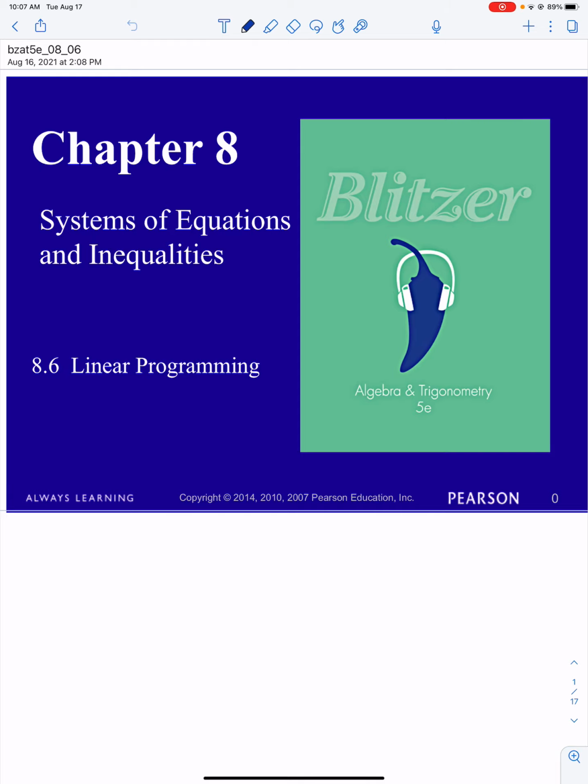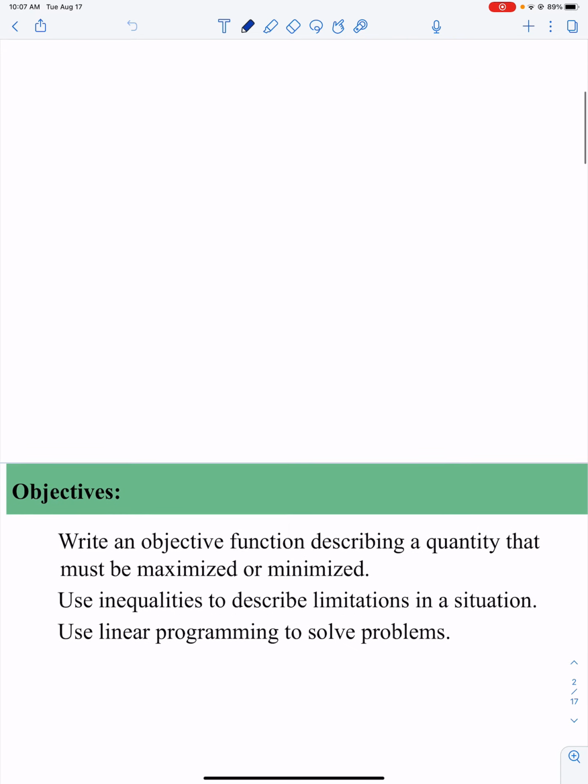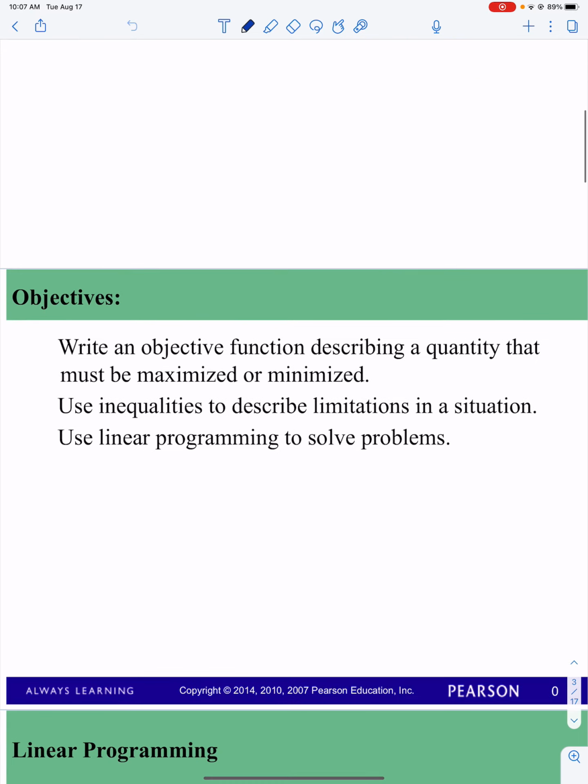Okay, so in this section, we want to talk about linear programming. This is actually my research area. We want to write an objective function describing a quantity that must be maximized or minimized, which means we want to find the maximum or minimum of a quantity. And then, using inequalities, describe the limitations in a situation. Use a linear program to solve the problem.